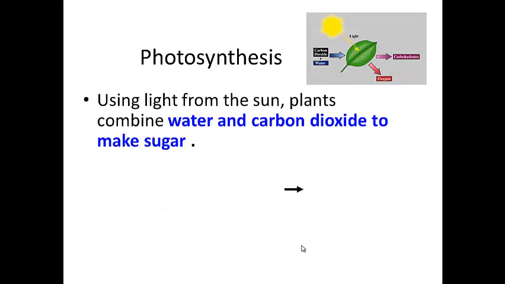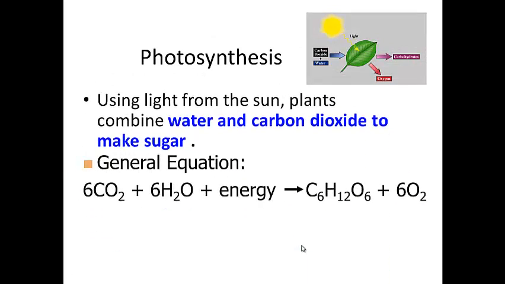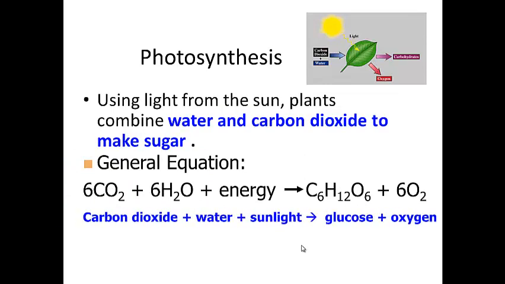The first one is photosynthesis. You need to know the equation for photosynthesis, which means what it uses and what it makes. There are 3 things that photosynthesis uses: CO2, which is carbon dioxide, H2O, which is water, and energy. They get this energy from the sunlight. They use all 3 of these things and they make 2 things. They make glucose, which is sugar, and O2, which is oxygen.